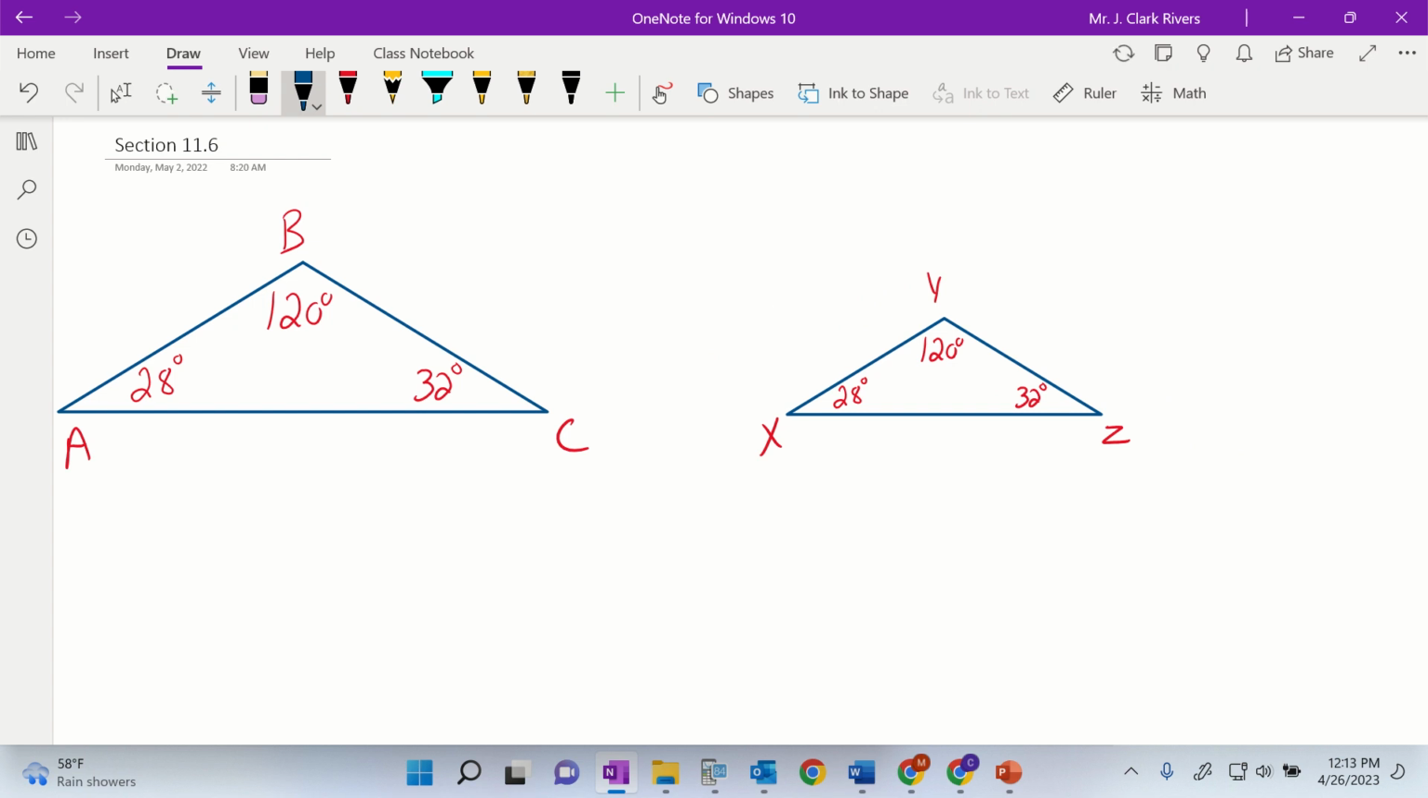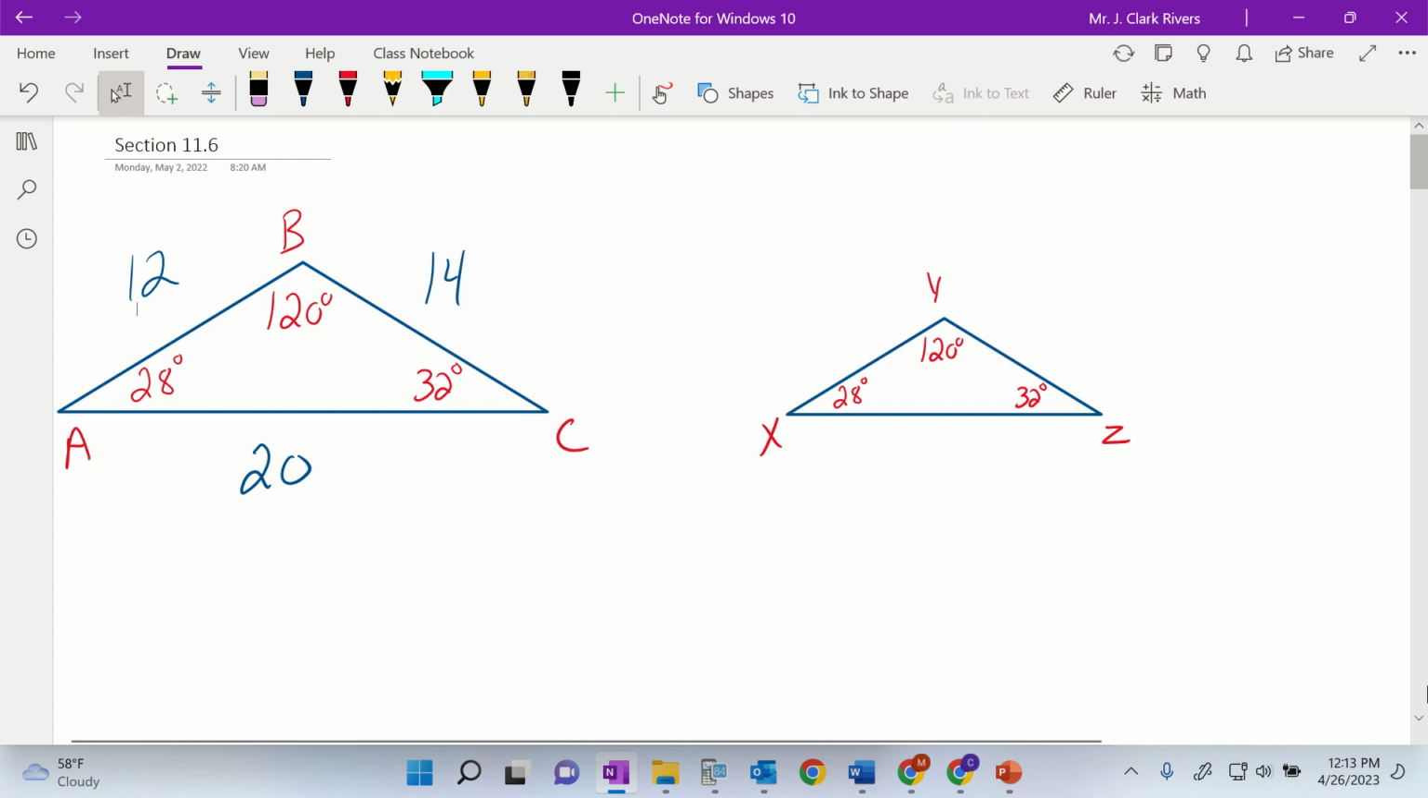So let's talk about side length AC. Let's say side length AC is a length of 20. Side length BC is a length of 14. Side length AB is 12. So this would all be given to you. And then let's go over to triangle XYZ. If these are drawn to scale, AC and XY would not be congruent. Clearly, XZ is shorter. Let's say it has a length of 10.